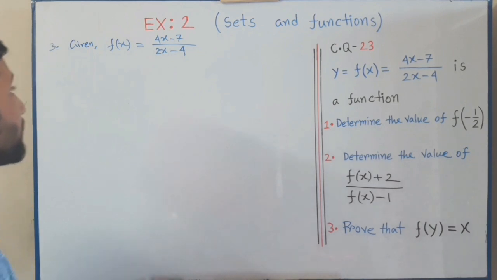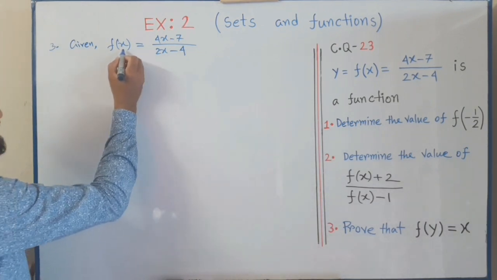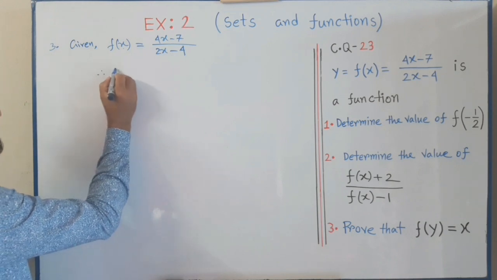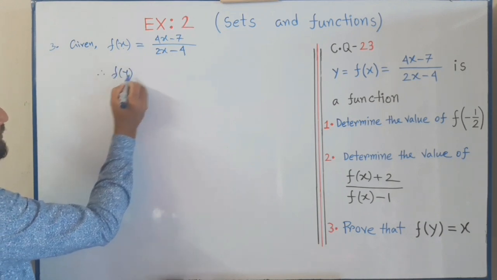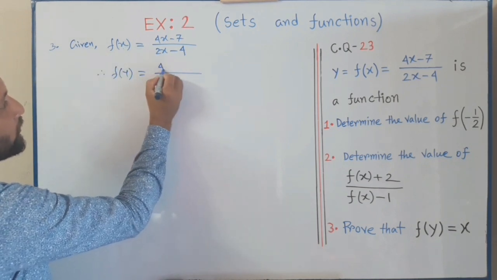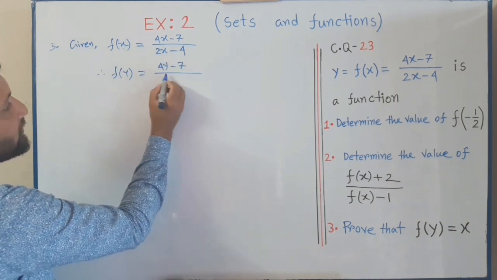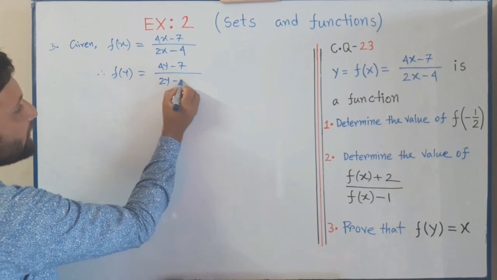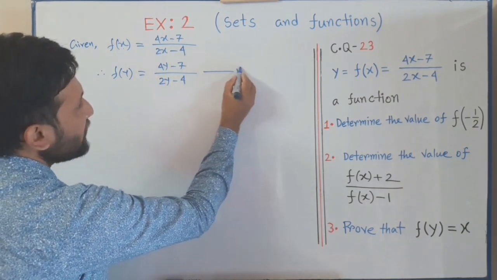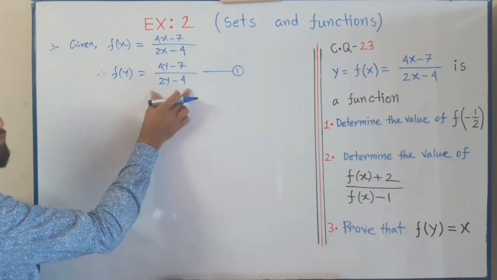So to get the function of y, f of y, just replace x by y on both sides. So here we can write f of y, that means replace x by y, equal to 4y minus 7 divided by 2y minus 4. Okay, so mark this as equation 1. This is the value of f of y, function of y.